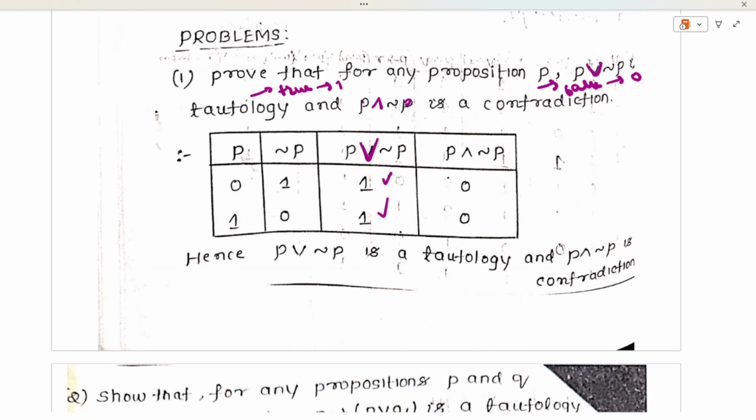This is proved as truth values all 1, that is tautology. This is proved as all 0 values, that is contradiction. Hence it is proved. Contradiction, sorry, I said contingency, but it is a contradiction. Sorry guys.